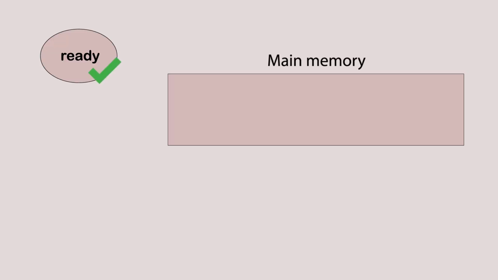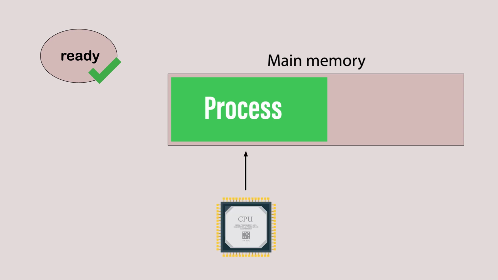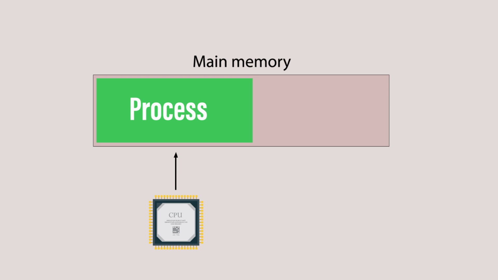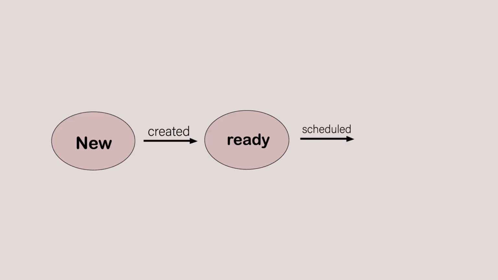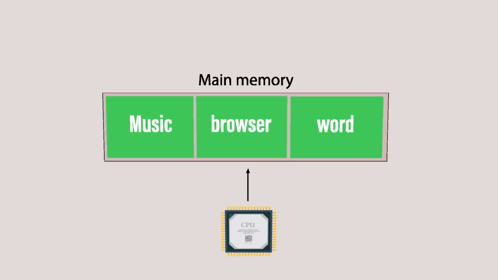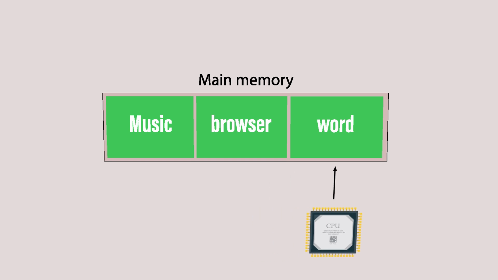We can say that a process is in ready state when it is loaded into the RAM and waiting for the CPU to assign it for execution. After waiting for some time in the ready queue, the process will be scheduled for execution. When the CPU starts executing the process, the process turns to running state, where the CPU will execute the executable code line by line. A process is executed for a particular time quantum, as the CPU can execute only one process at a time.